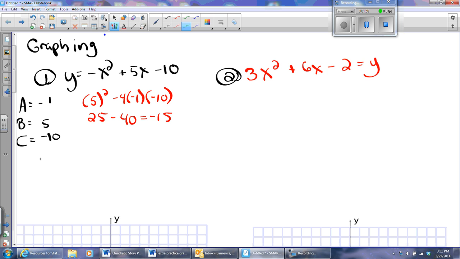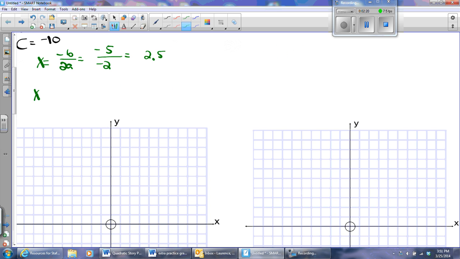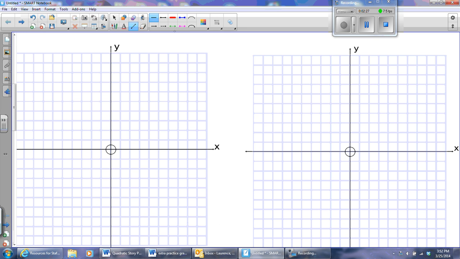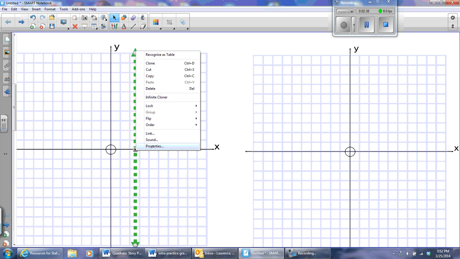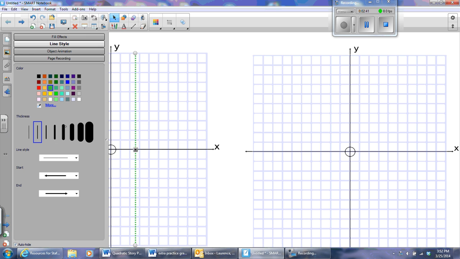So I'm going to go looking for my vertex, and I know x equals negative b over 2a. And so I'm going to put the negative 5 over negative 2, which is 2.5, right? That's the x-coordinate of the vertex. The axis of symmetry is x equals 2.5, right? So there's going to be this dotted line. Let me find my axis of symmetry. Let's see, 2.5, right about there. And I guess I should make that thinner. The negative b over 2a tells me the axis of symmetry.